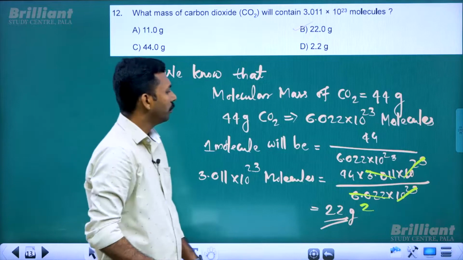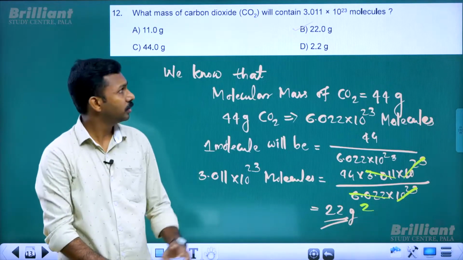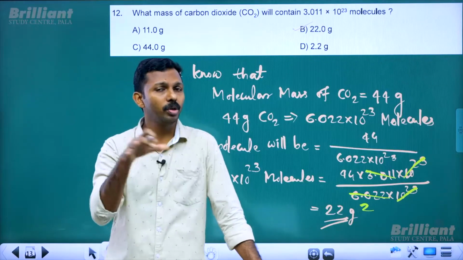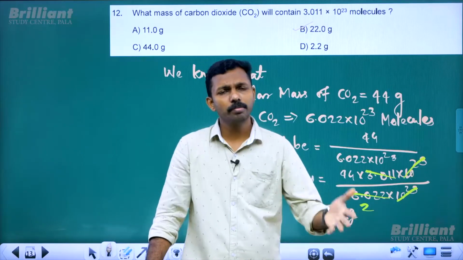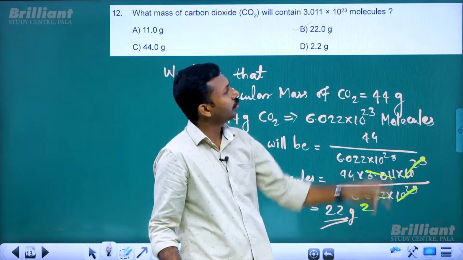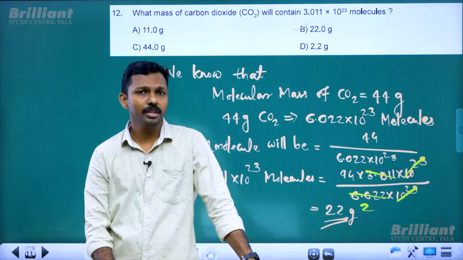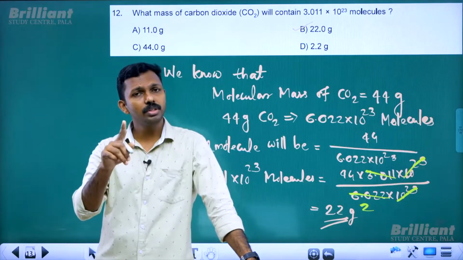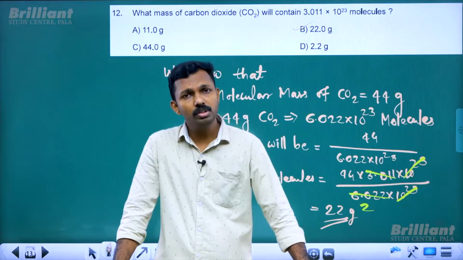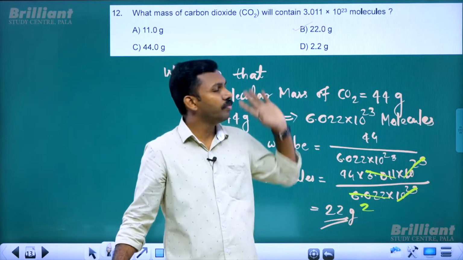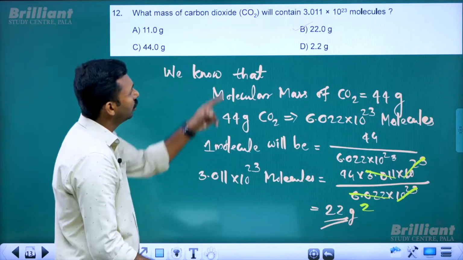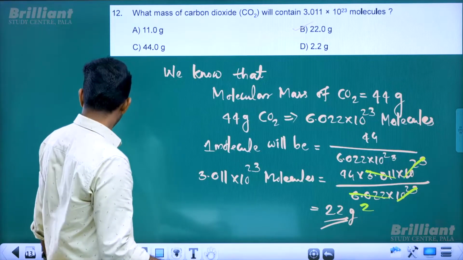So 22 gram. Okay, so this is how we can solve such problems. First of all you have to compare the molecular mass with the number of molecules, or atomic mass with the number of atoms, if atoms are given. Here it is given as half mole, 3.011 into 10 raised to 23. We know that 1 mole is equal to 6.022 into 10 raised to 23 molecules, or 44 gram, and it is given as half mole, no doubt. So that may be 22 gram. Okay, so answer option will be B for our 12th question.